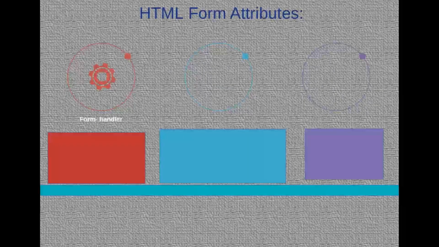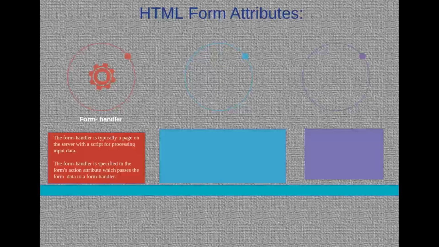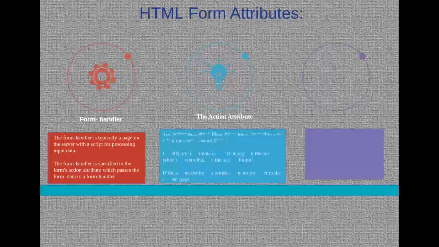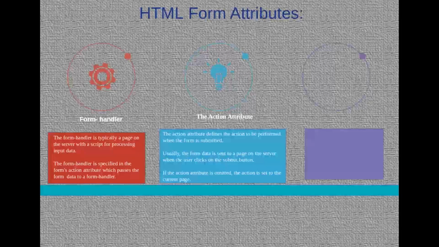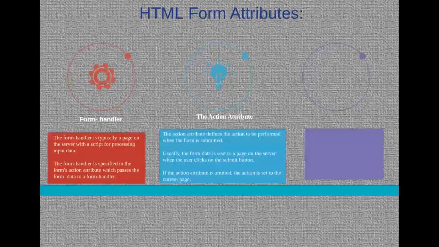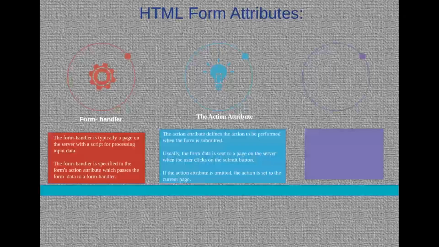Next, we come to HTML form attributes. The HTML form attributes begin with the form handler. The form handler is typically a page on the server with a script for processing input data. The form handler is specified in the form's action attribute, which passes the form data to a form handler. Next, we come to the action attribute. The action attribute defines the action to be performed when the form is submitted. Usually, the form data is sent to a page on the server when the user clicks on the submit button. If the action attribute is omitted, then the action is set to return to the current page itself.